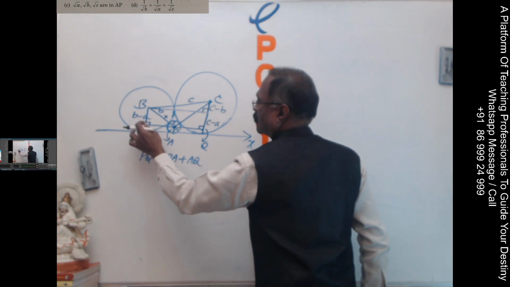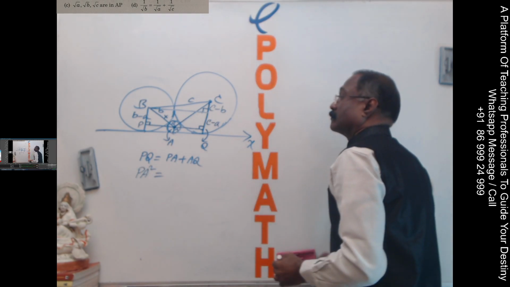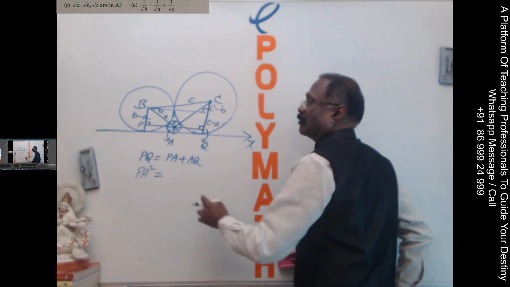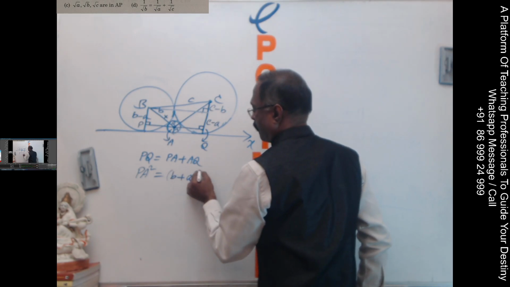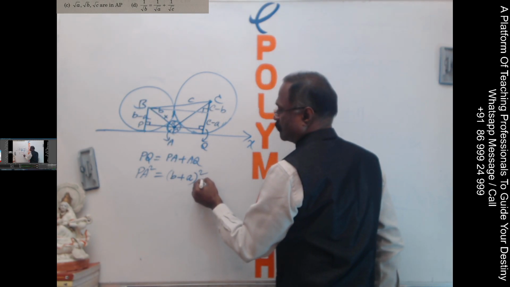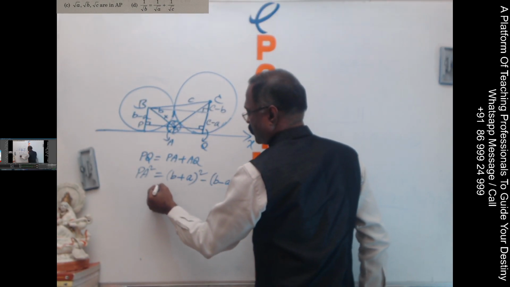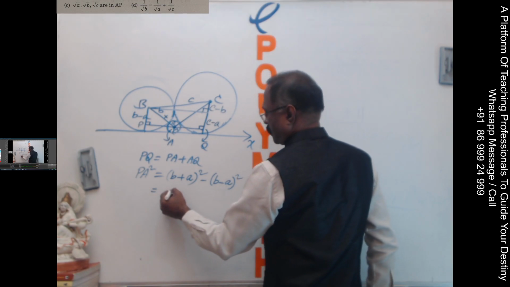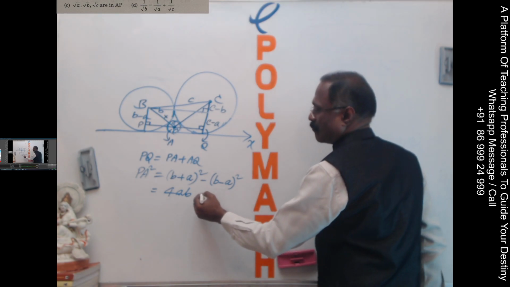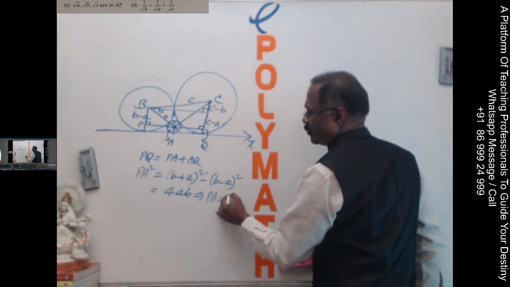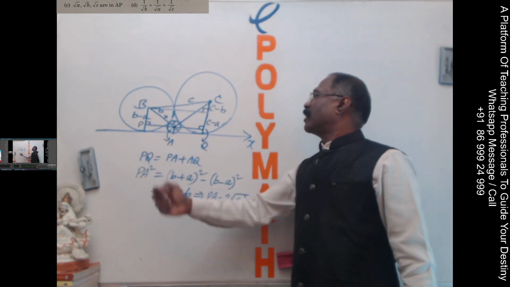What is PA, please? This one, PA square is equal to, this is a right angle triangle, you know, this hypotenuse B plus A whole square, minus B minus A whole square, which is nothing but 4AB. So you got PA is equal to 2 root AB. PA is nothing but 2 root AB.